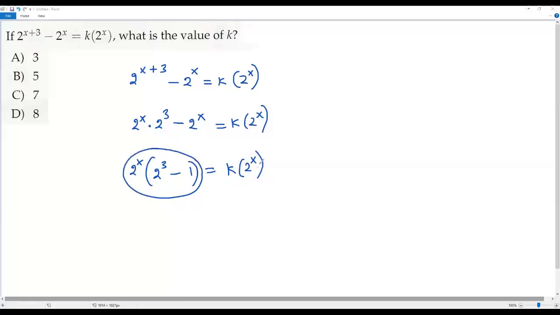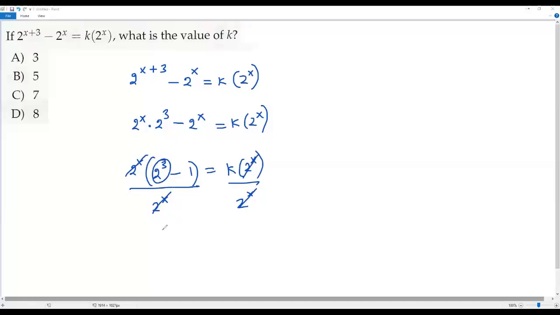So the stuff on the left side and the stuff on the right side are both multiples of 2 to the power x. To get rid of the 2 to the power x on both sides, I'm going to divide both sides of the equation by 2 to the power x. So 2 to the power x will cancel out on the left side, and 2 to the power x will cancel out on the right side.